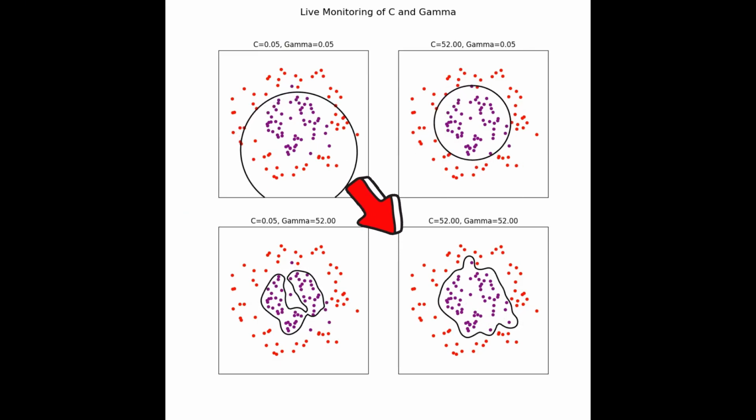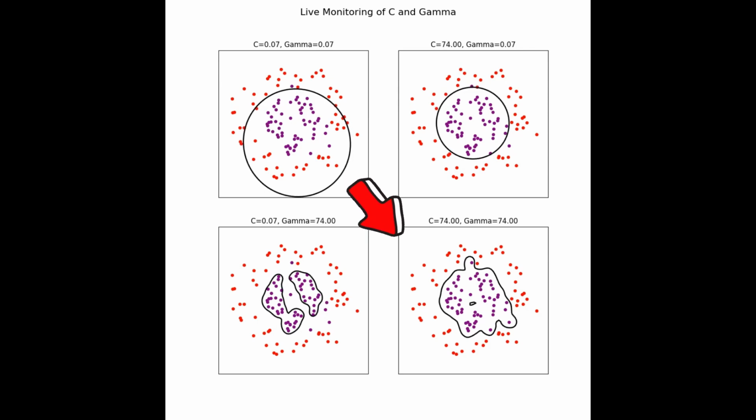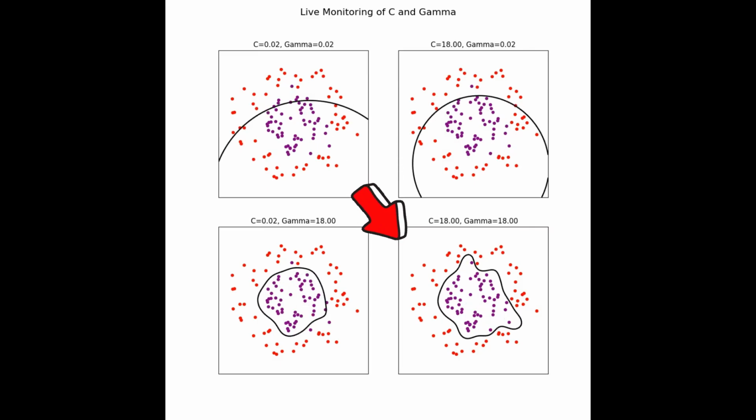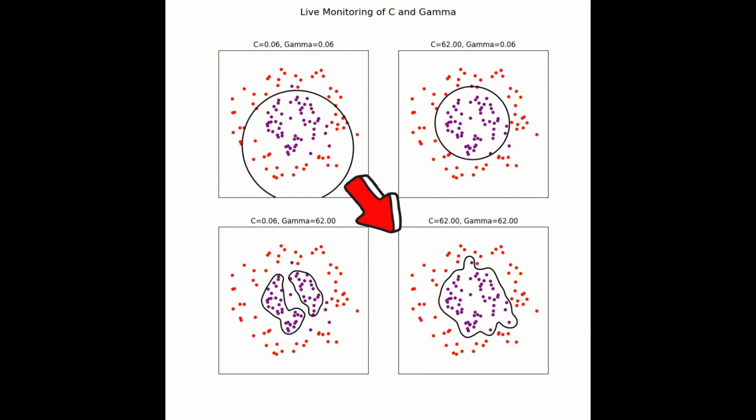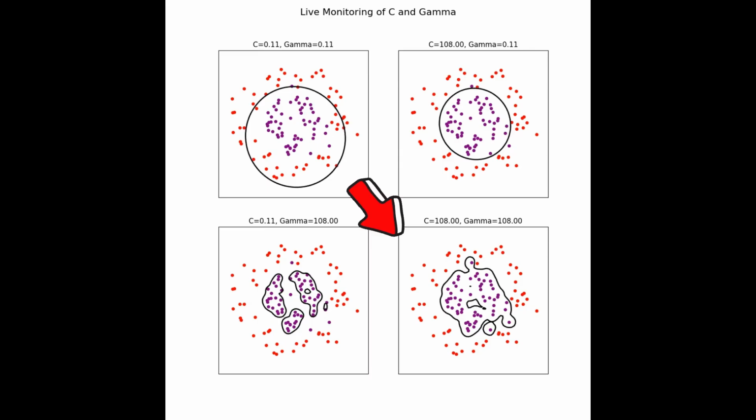Finally, look at the bottom right. High C and high gamma. This is the danger zone. The model is both aggressive and obsessive. It is creating tiny, isolated islands and sharp, jagged edges around every single point. It's not learning the pattern anymore. It's memorizing the noise. This, my friends, is a textbook case of overfitting.